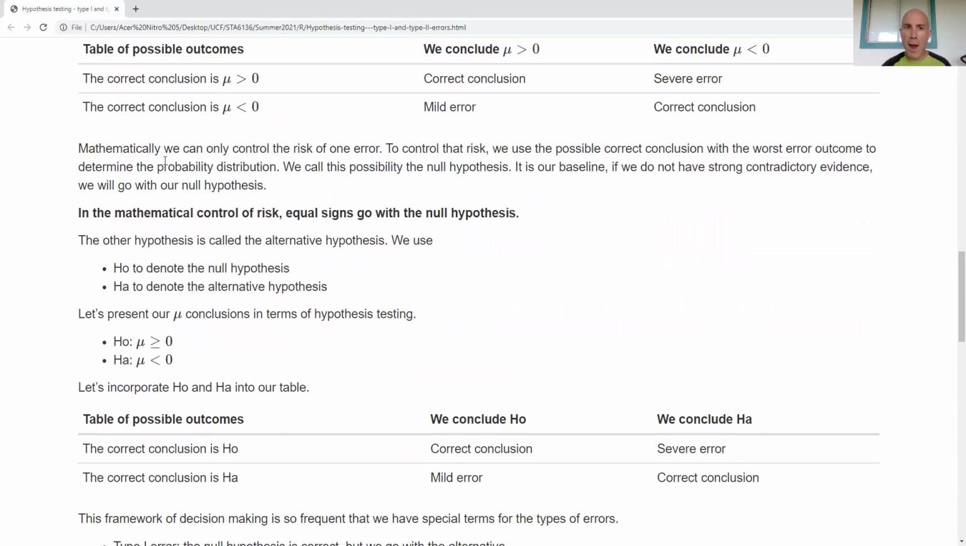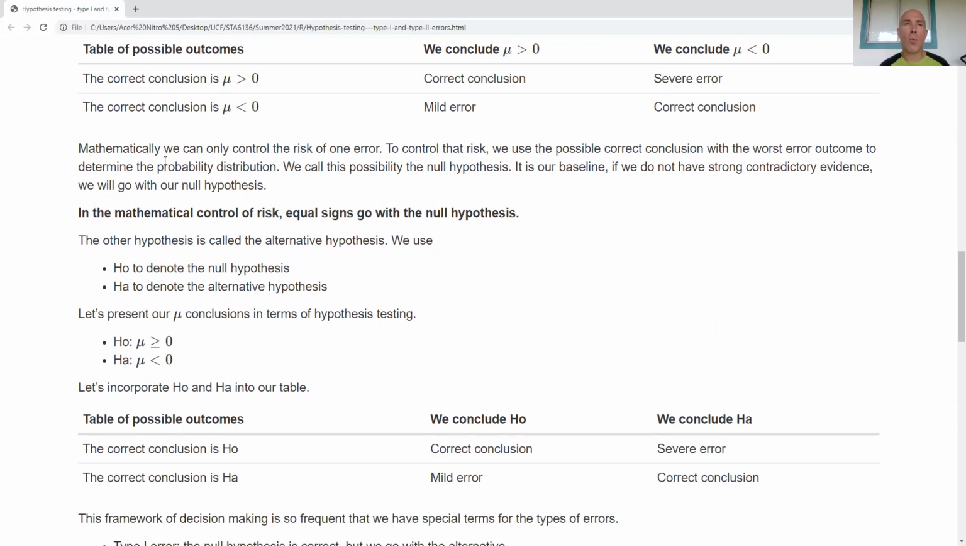All right, so mathematically, we can only control the risk of one of these two errors in most situations. To control that risk, we're going to use the possible correct conclusion in terms of a probability distribution with the worst error outcome to determine the probability distribution. We call this possibility the null hypothesis. Our null hypothesis is going to be the one where we avoid the more severe mistake.